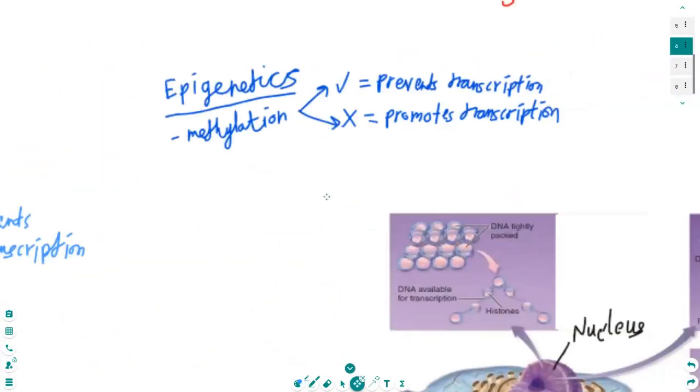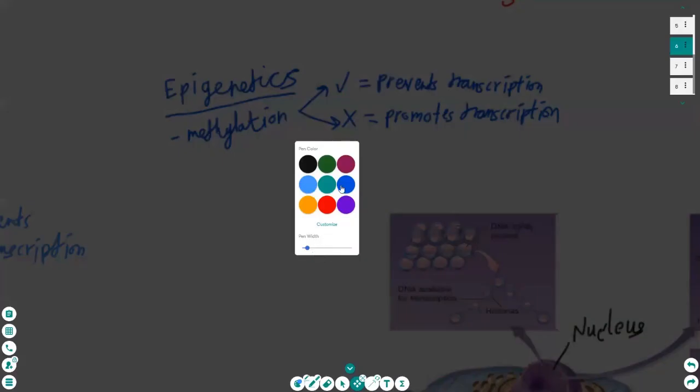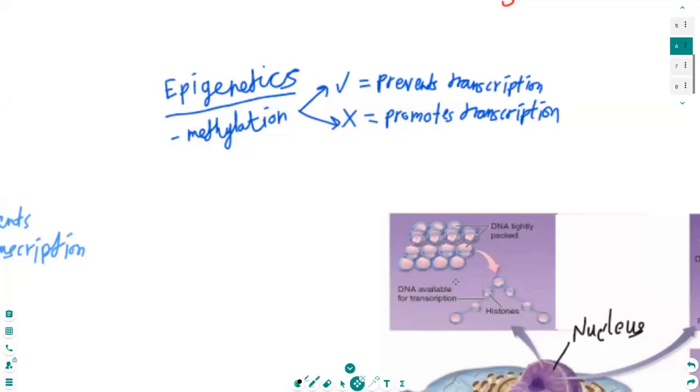So that's DNA methylation. There's also histone methylation. Histones are proteins that the DNA is wound around, and histone methylation also prevents transcription, and demethylation promotes transcription.